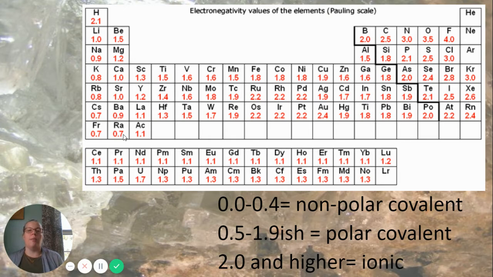When you talk about a bond between two different atoms, the difference in the electronegativity value will tell you in general what kind of bond you have.